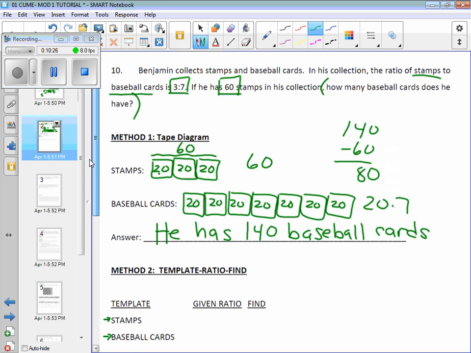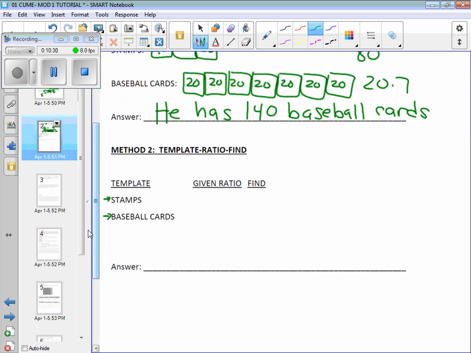It gives you both the stamps, which is 3, and our baseball cards, which is 7. And we're going to plug that in to our given ratio. The reason why I make these labels is because they're placeholders. I know that my stamps have to be on top, my baseball cards have to be on my bottom. It kind of reminds you where everything needs to be placed in order to figure it out, because if you flip it by accident, one or the other, you're going to wind up not getting the right answer.